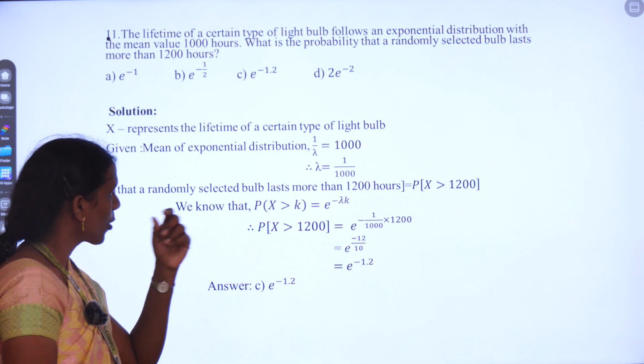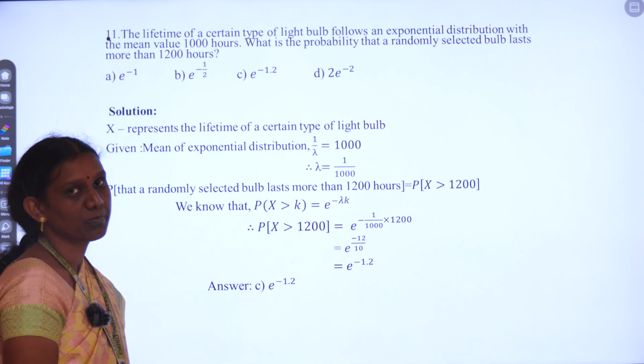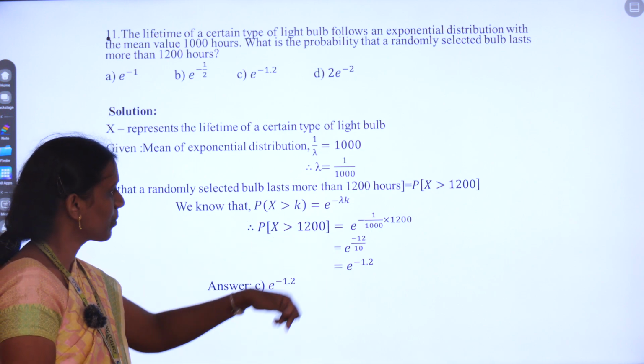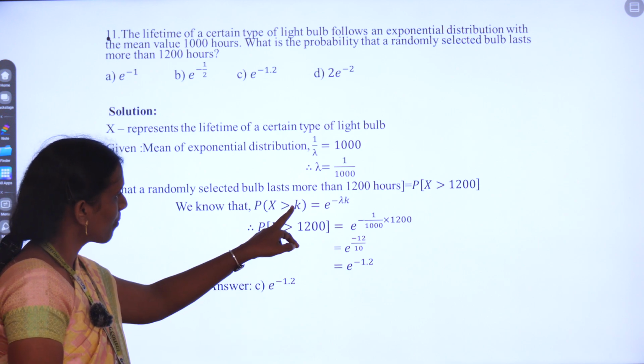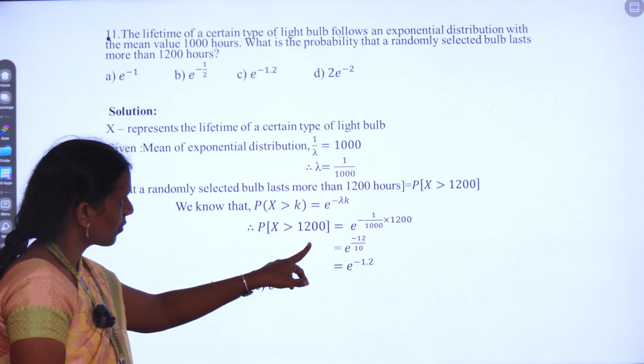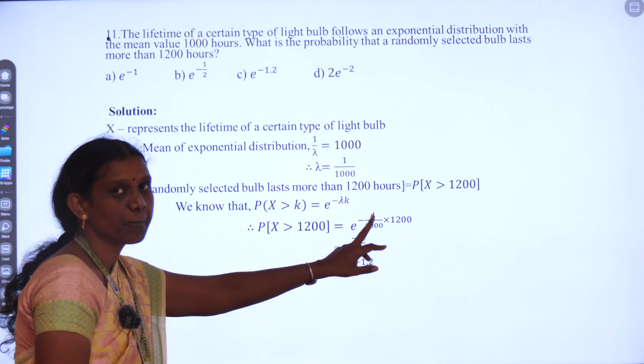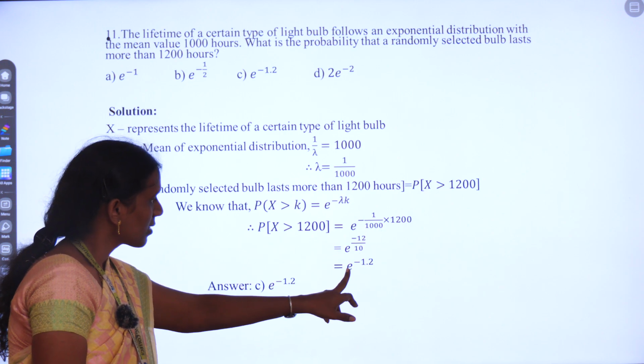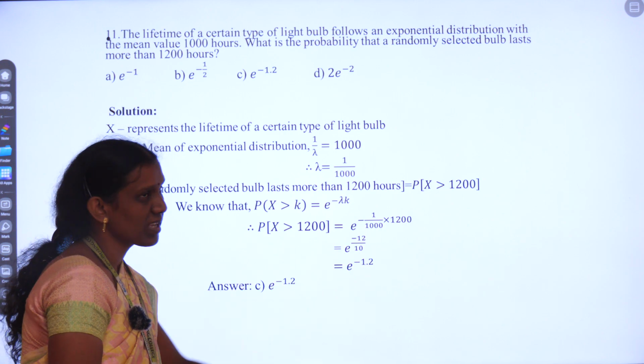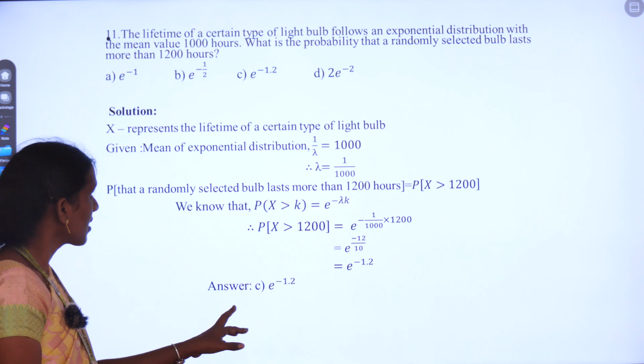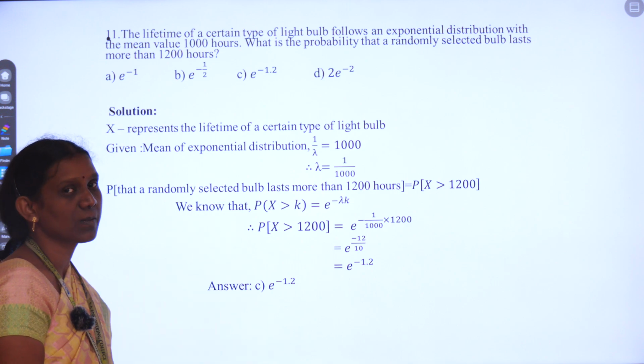So we know the formula, probability of x greater than k is equal to e power minus lambda k. So here, comparing, k value is 1200 and lambda value is given to be 1 by 1000. Therefore we have probability equal to e power minus 1 by 2. Therefore the answer is option C, e power minus 1 by 2.